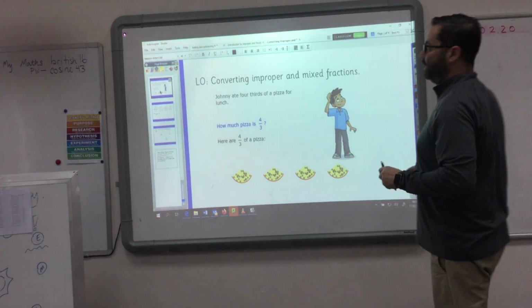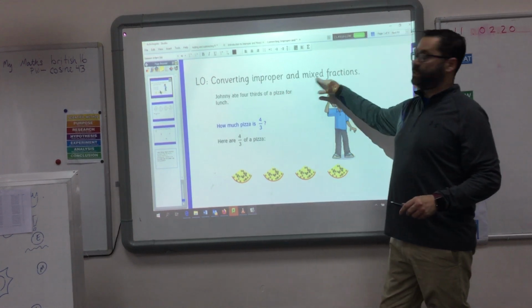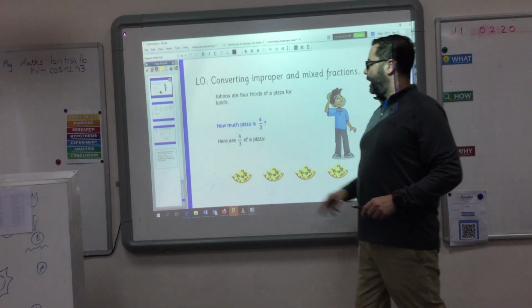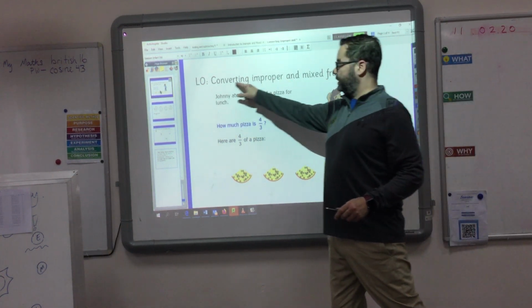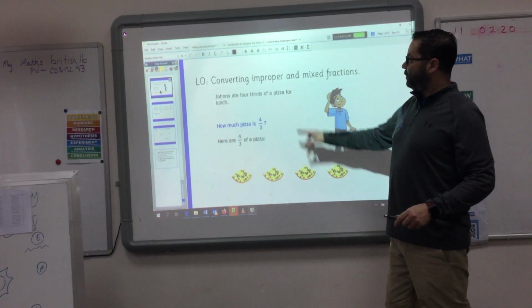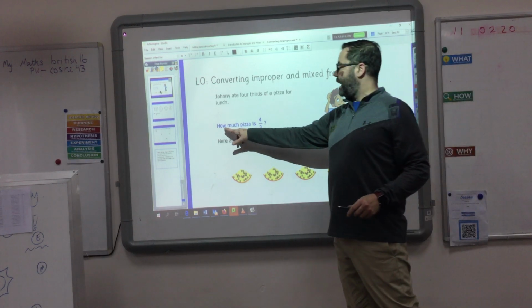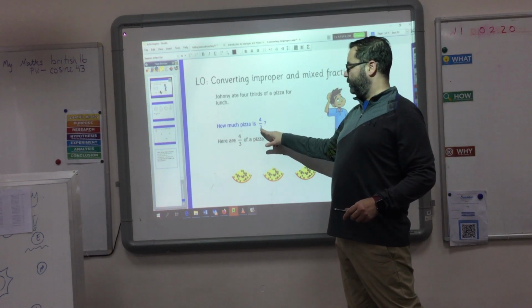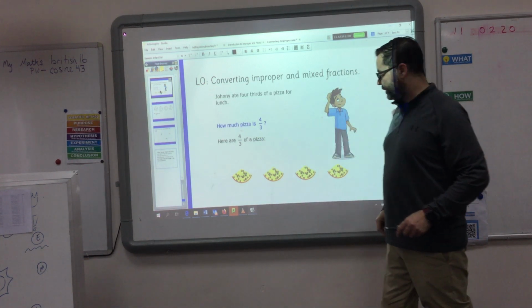Okay, our next lesson is going to be converting improper and mixed fractions. Now, on your My Maths activity, you will see this example. Johnny ate 4/3 of a pizza for lunch. How much pizza is 4/3? Well, here are 4/3 of a pizza.